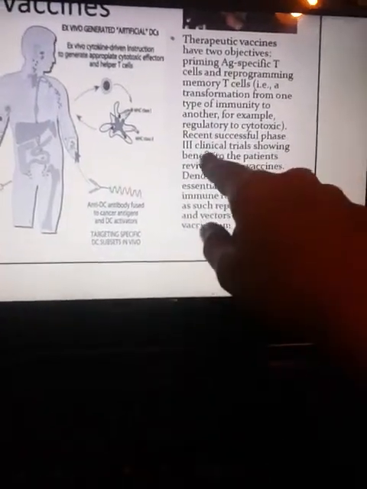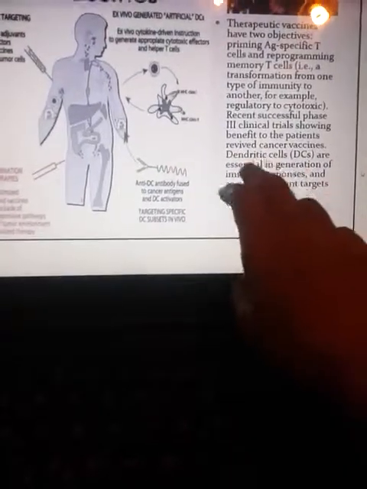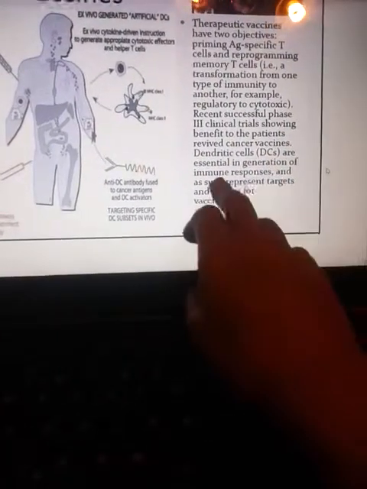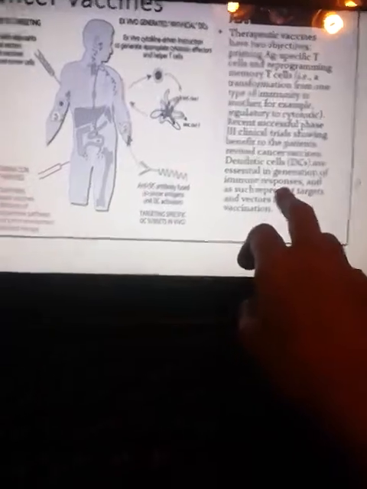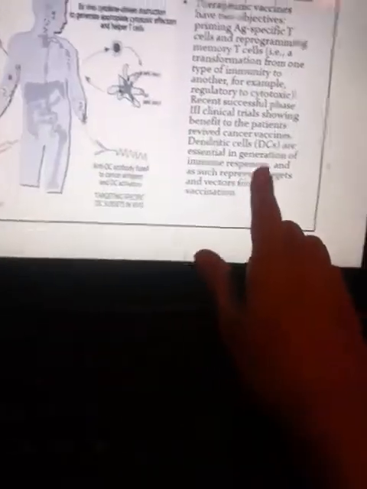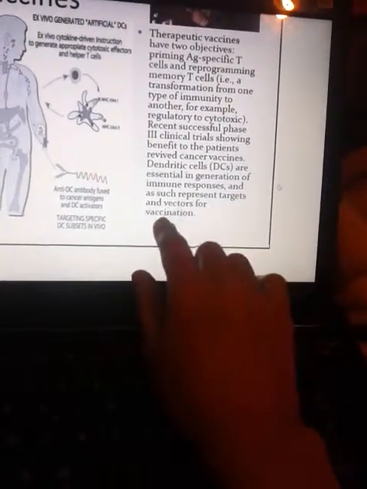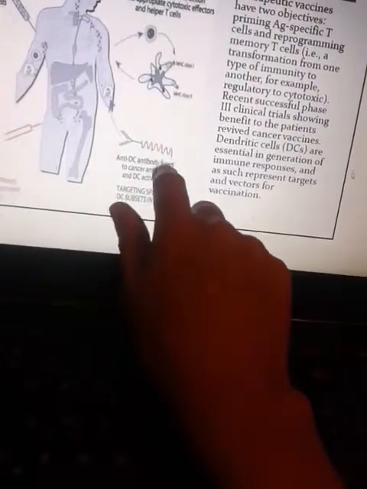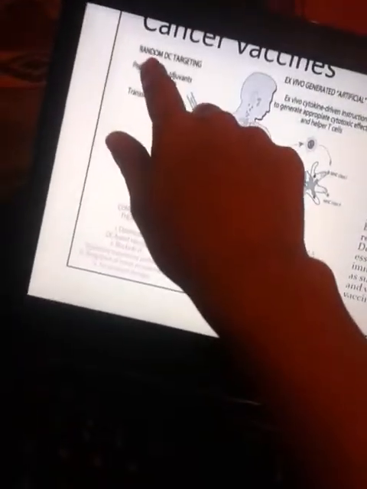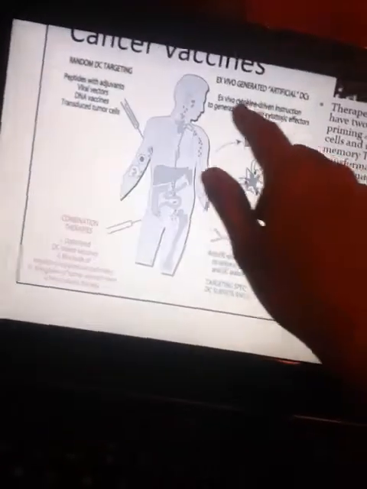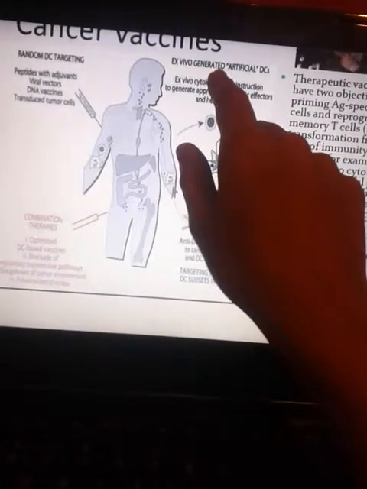Recent successful phase 3 clinical trials were done on dendritic cells. DC are essential in generation of immune response, because the dendritic cells are essential in the generation of immune response and as such represent targets and vectors for vaccination. Here, anti-dendritic cell antibody, randomized dendritic cell targeting, or maybe ex vivo generated artificial dendritic cells.